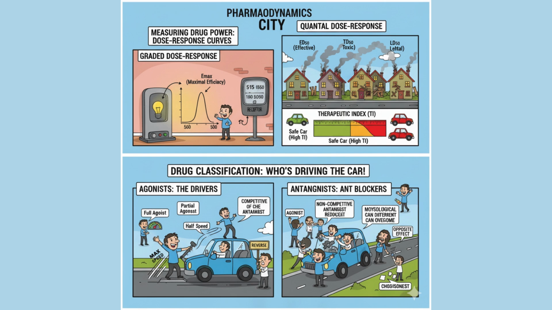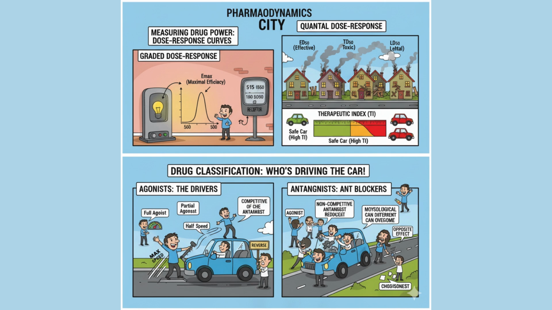And LD50 is the median lethal dose. This is the dose where, unfortunately, the lights in 50% of the houses burn out permanently. That is 50% of the animals in the study die. And the next term we see is our therapeutic index. This is our safety measure for drugs. It's the wiggle room between the dose that works and the dose that causes harm. It's mathematically represented by TD50 divided by ED50.